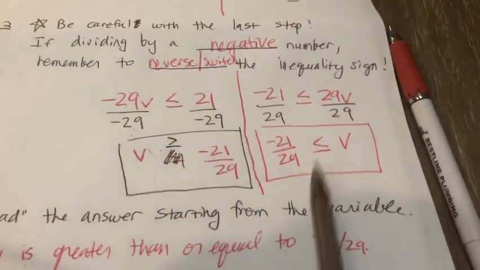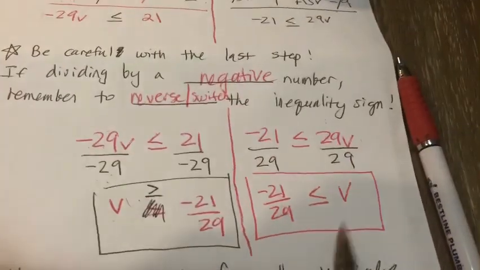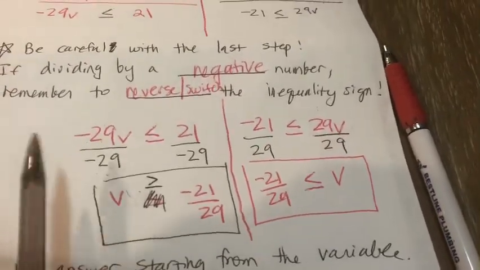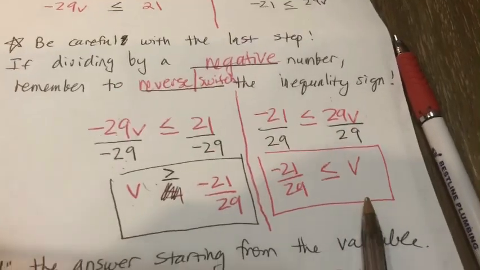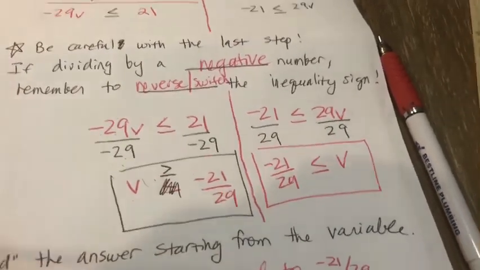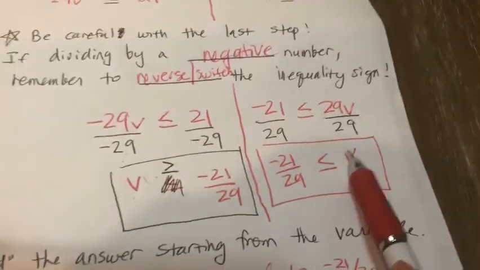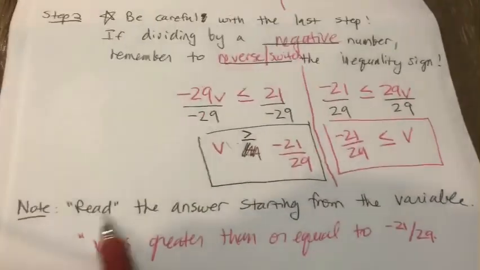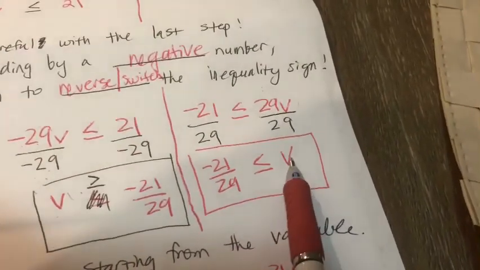And you might be looking at this and thinking, what the heck? That looks like two different answers. I thought Professor Mahan said that it was going to be the same answer. Well, guess what? It is the same answer, and you'll know that when you read it. Read the answer starting from the variable. Here, if I start from the variable, I have v.